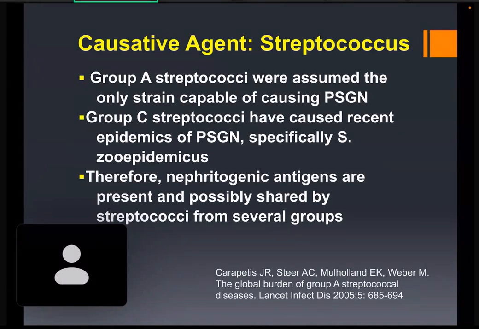This type of organism is what we call nephritogenic, meaning its antigens have the capability to infect or invade the kidneys to cause an inflammation like nephritis. Okay?